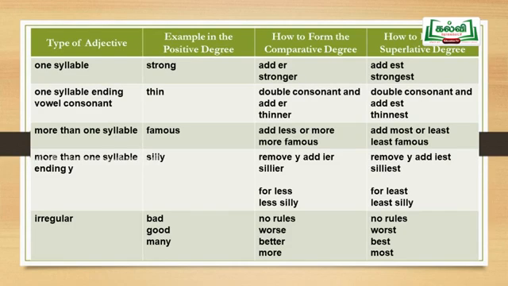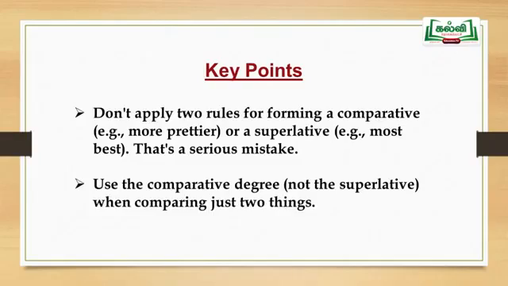Whereas in the first 3 rows and columns, you can find the word by adding ER or IER in comparative degree, EST or IEST in superlative degree. The same word is repeated in the next 2 columns. Whereas when we come to irregular adjectives, you cannot find the same word repeated. Do you all understand? Okay, good. There are some key points that you have to remember.